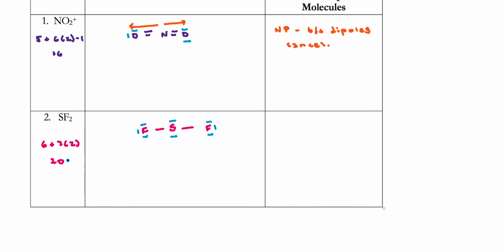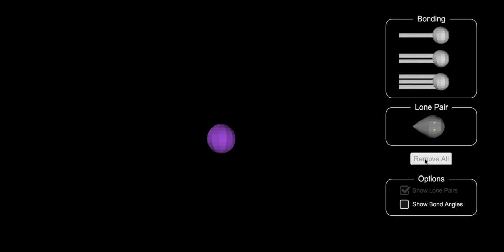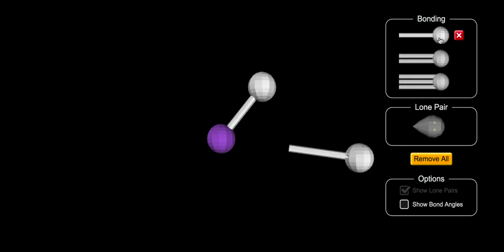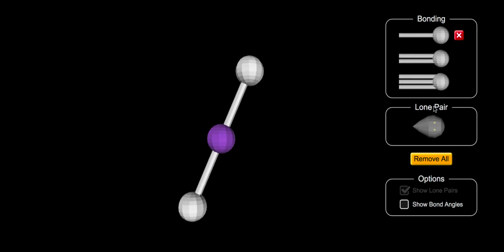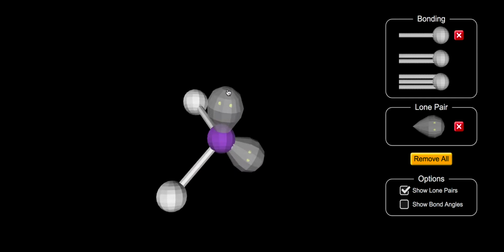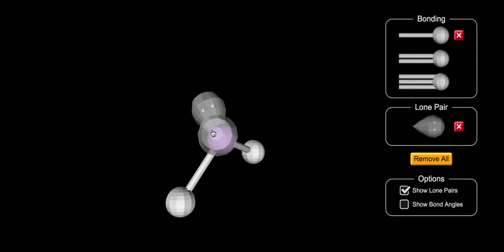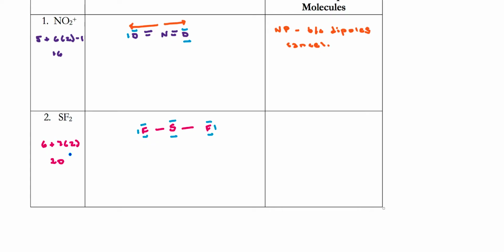Let's double check my model to see what this will look like using the VSEPR model. So for SF2, I've got 2 atoms bound to it and 2 lone pairs, and so this is what the molecule looks like. Okay. And what we just saw is this, in all of my artistic ability. Okay, so it looks like that.